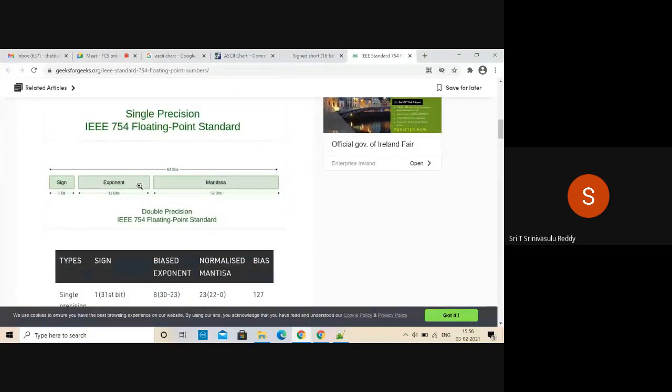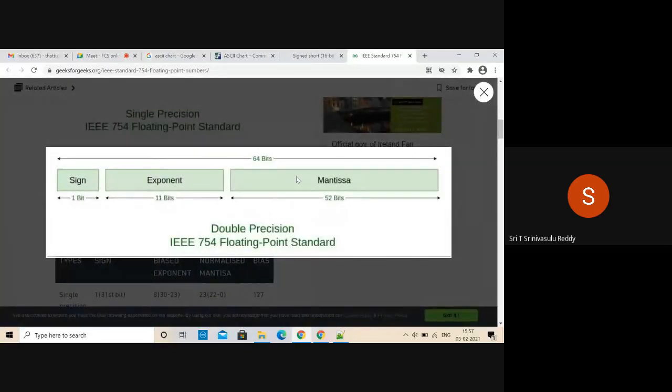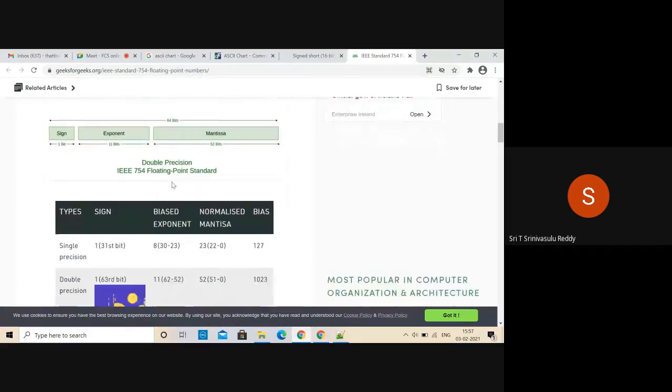This is for double precision, as you can see. Double precision is 64 bits. 1 bit goes for sign, 11 bits for exponent, and the remaining 52 bits for mantissa. So you have more bits for mantissa, which means your precision is going to be much better, so even smaller numbers can be represented. More bits for the exponent means the range is bigger, so bigger values or very small values can also be represented. Only the number of bits will change.